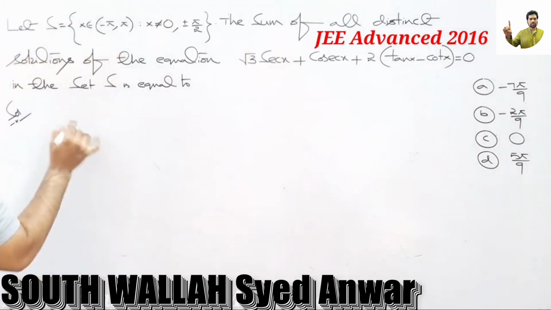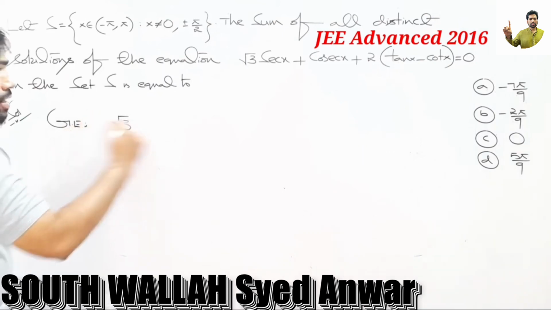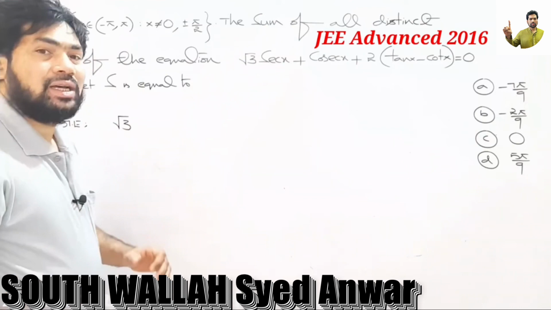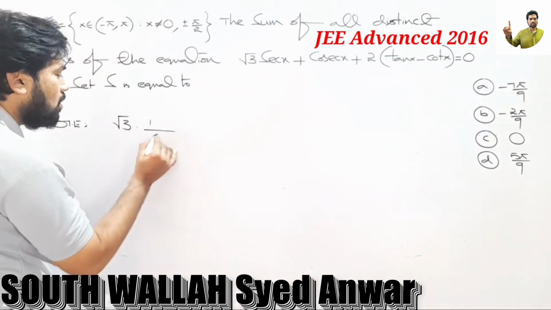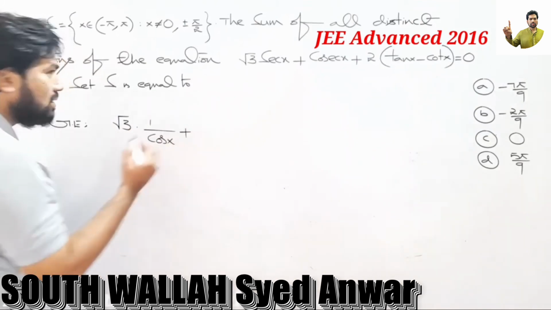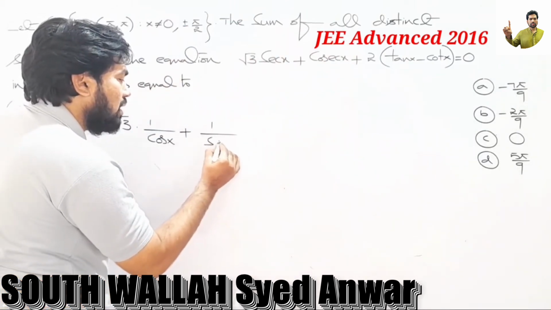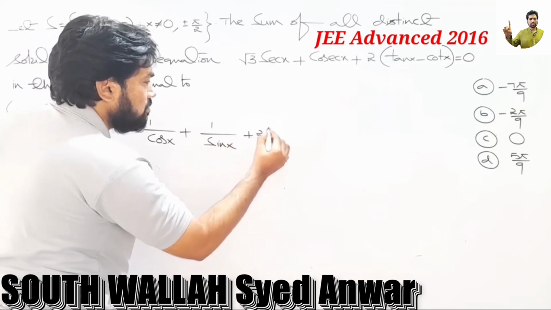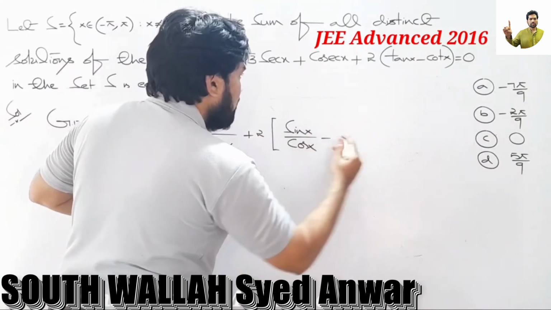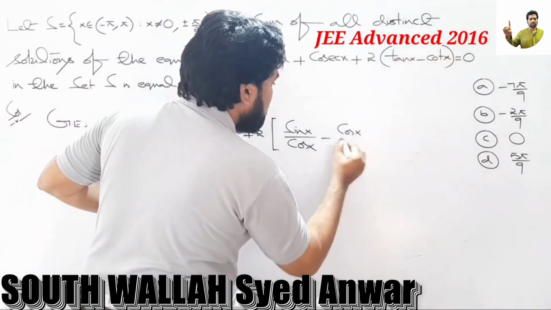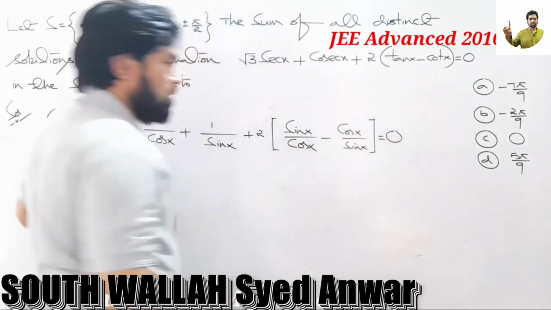So first, the given equation: root 3 into secant x. I would like to take the support of trigonometric identities. In place of secant x, I would like to introduce 1 upon cos x, plus the second term, cosecant x. In place of cosecant x I am going to write 1 by sin x, plus 2 times tan x, which can be written as sin x by cos x, minus cot x, which can be written as cos x by sin x, equal to 0. So this is the given equation.